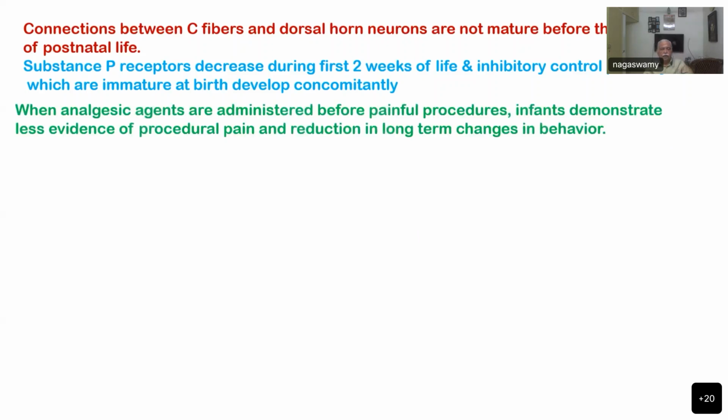When analgesic agents are administered before a painful procedure, infants demonstrate less evidence of procedural pain and reduction in longer term changes in behavior.